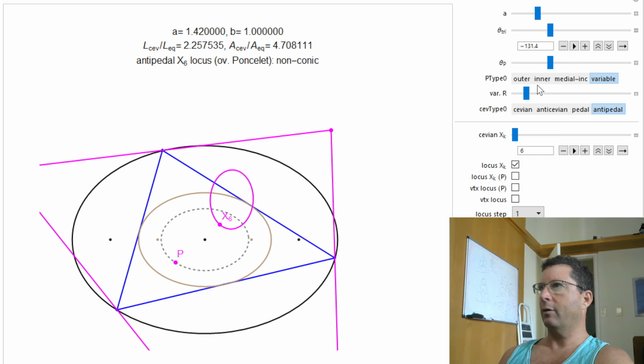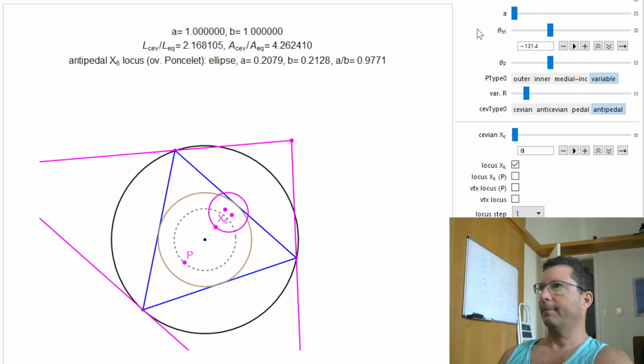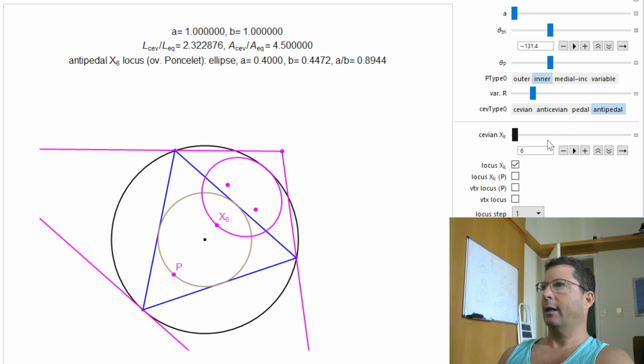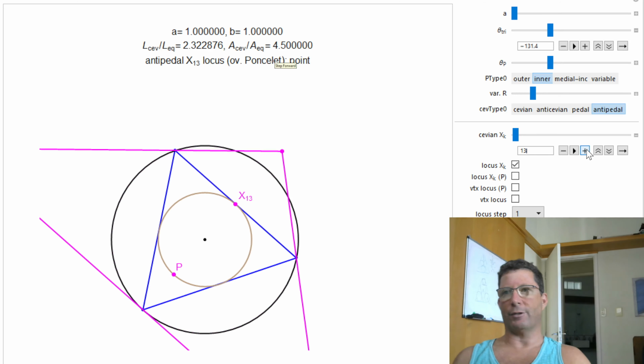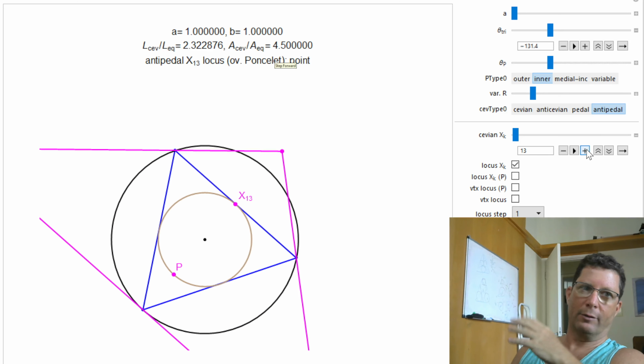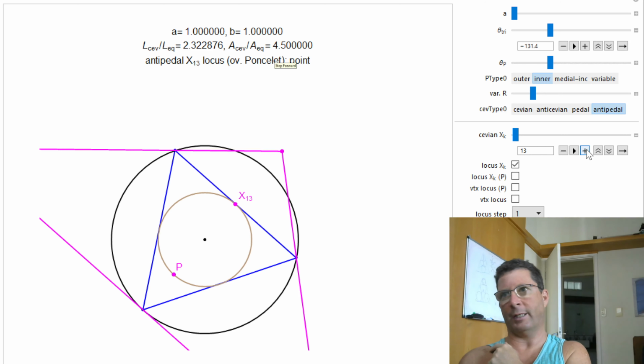Let's move forward now. Let's go back to our home base, inner, and I'm just going to quickly zip through x7, non-conic. How about x8? Non-conic, x9 non-conic, x10 non-conic, x11 non-conic, 12 non-conic, 13. And that's an interesting one. We're just going to go now through the final series of 13 through 16.